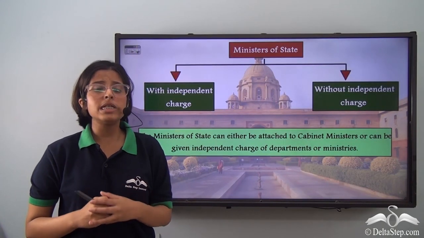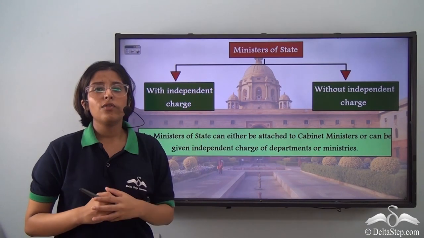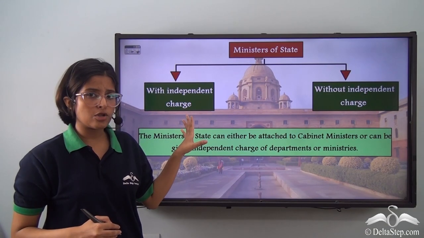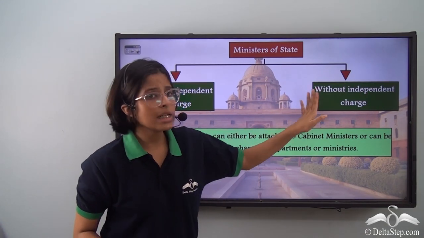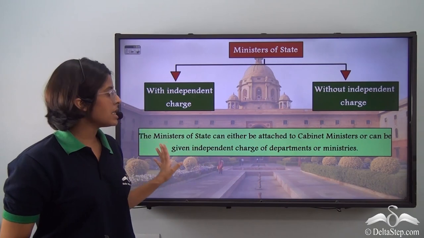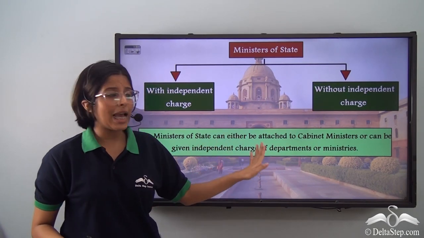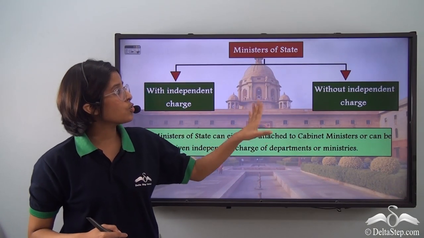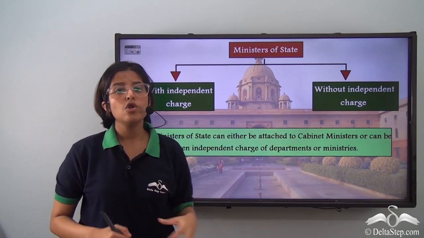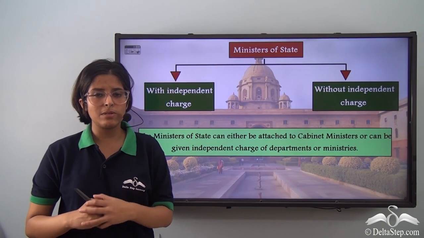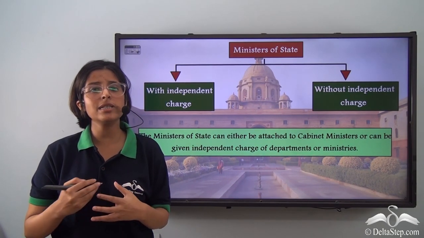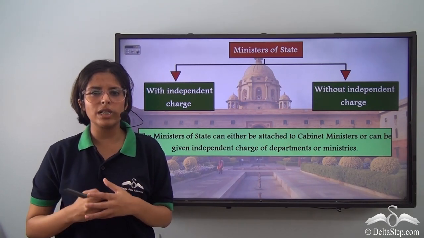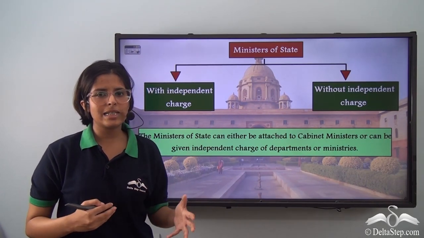That brings us to ministers of state. There are two types of ministers of state. Ones who have independent charge and the ones without independent charge. So the ministers of state can either be attached to the cabinet ministers. These are the ministers of state who do not have independent charge. So they work under the cabinet ministers and assist the cabinet ministers in their working. They help in the implementation of the policies of the government in the center and the states.